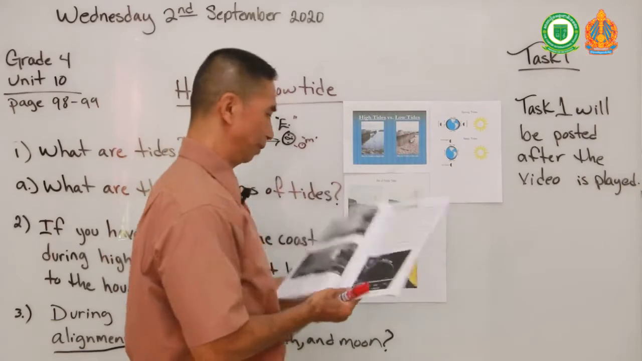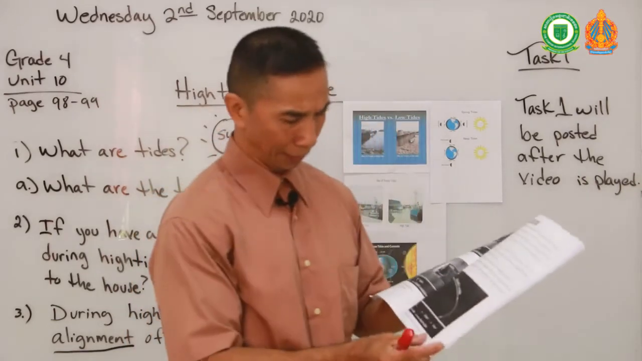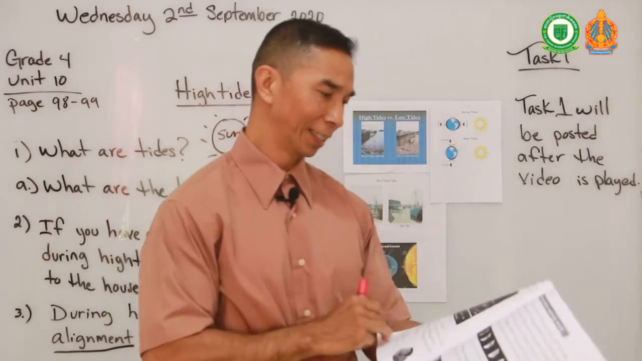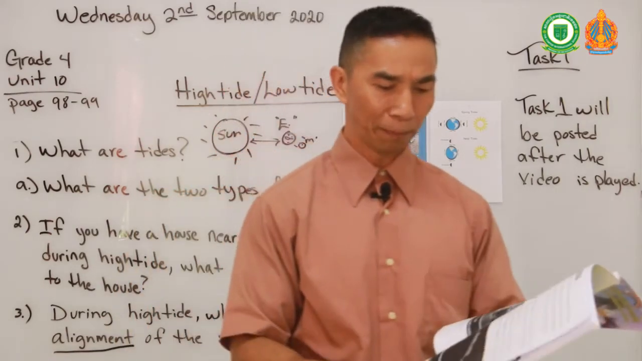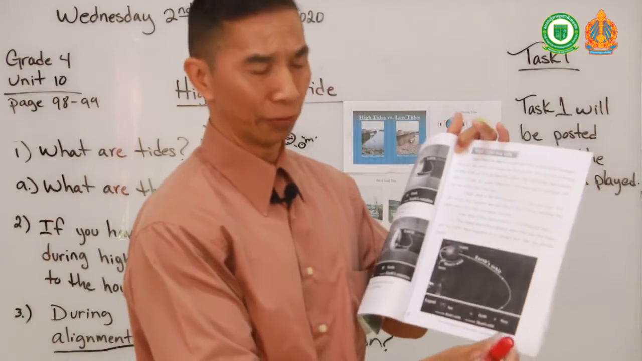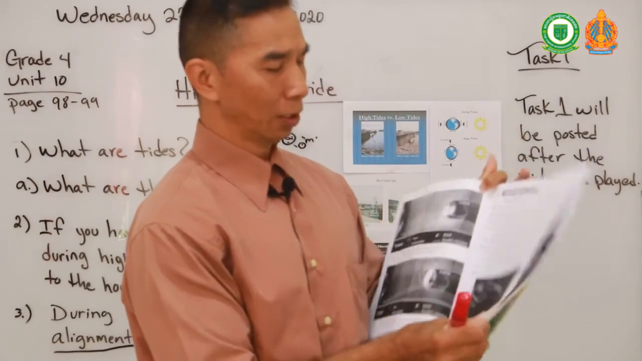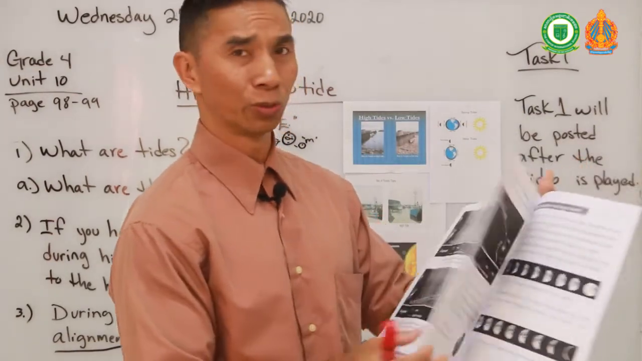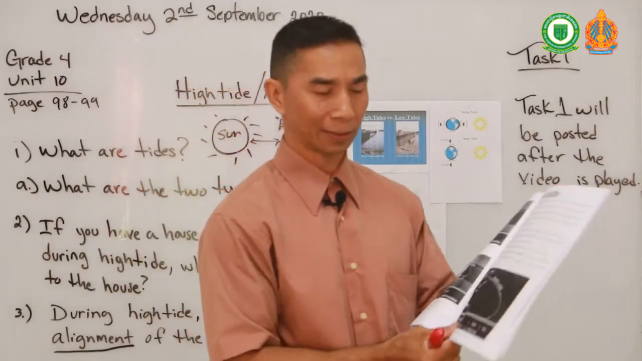Okay, class, I want you to read pages 98 and 99. I will post up some more descriptions of the earth positions in relationship to the sun, which can draw or pull back the tides.